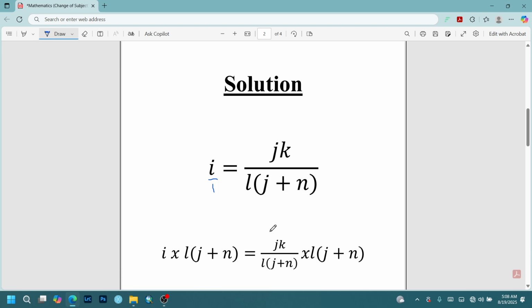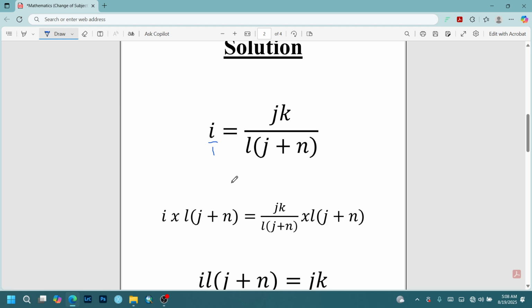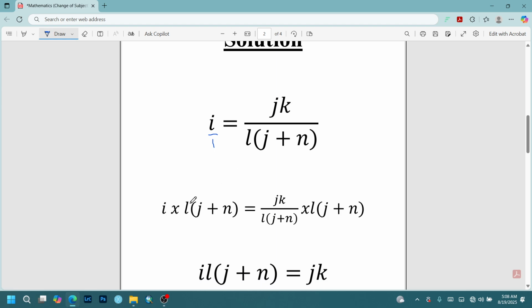So in multiplying L multiplying J plus N to all sides of the equation, we are going to have I multiplying L multiplying J plus N equals the fraction JK over L multiplying J plus N, right? Multiplying L multiplying J plus N, okay?